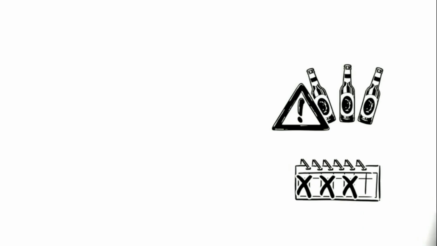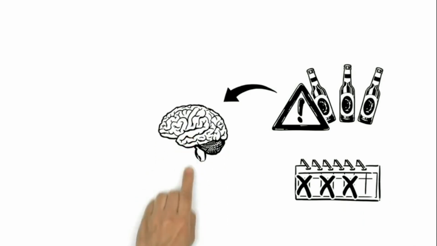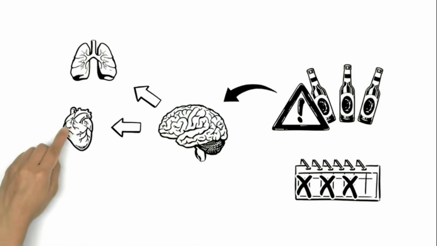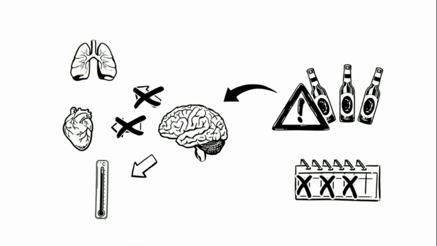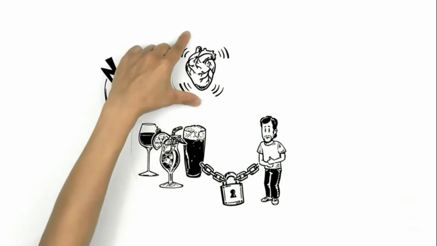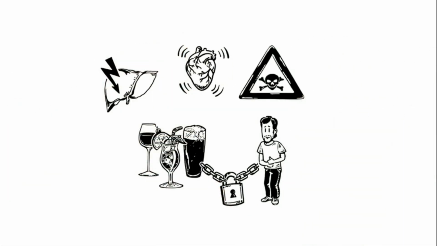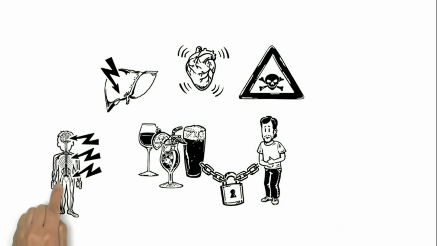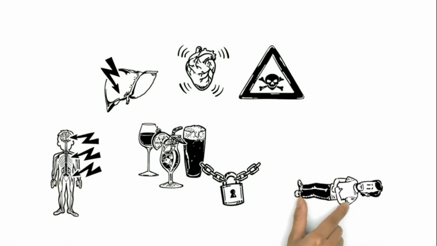Higher doses of alcohol are far more dangerous, particularly if consumed regularly, because areas of the brain responsible for breathing, heart rate, and temperature control begin to shut down. Long-term problems can include addiction, liver disease, high blood pressure, and cancer. Alcohol's effect upon the central nervous system can lead to coma and even death.